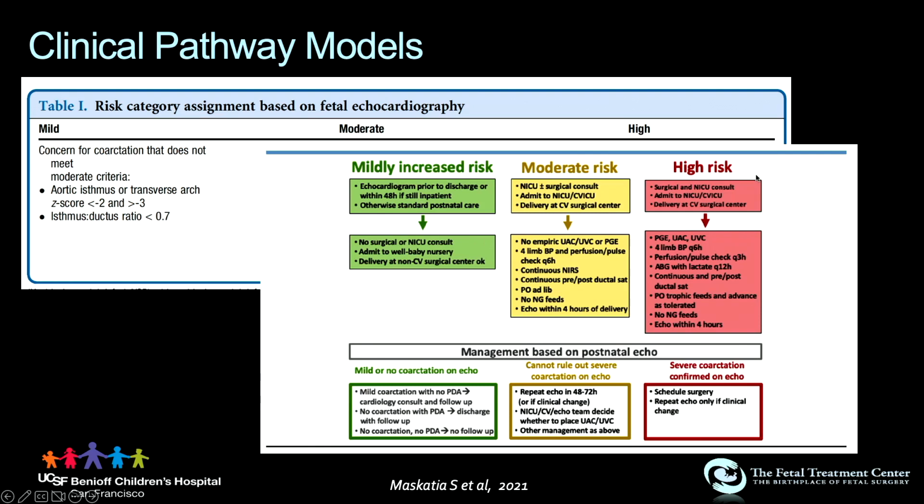And these clinical pathway models, they a priori decided that if the fetus was at mild risk, they could deliver, the baby can go to the well baby nursery, doesn't need any lines placed, no PGE. If the baby was at moderate risk, doesn't necessarily need umbilical lines, but just needs closer monitoring, so may end up going to the intensive care nursery. Or if the baby was at high risk, this pretty much means they were pretty sure the baby would have a coarctation. That means that prostaglandins would be started, lines would be placed, and the baby would go to the intensive care nursery. So they created these clinical pathway models, and then they went back and evaluated how well they did based on these models.